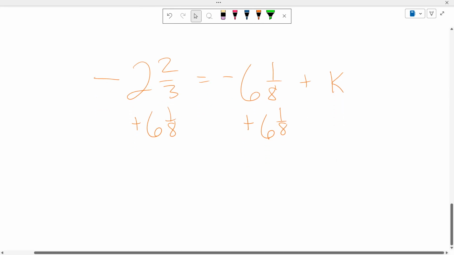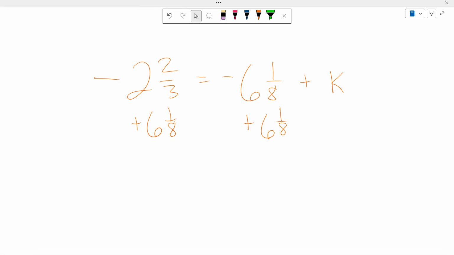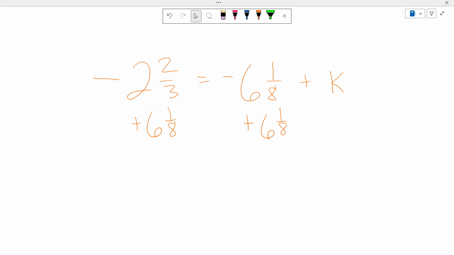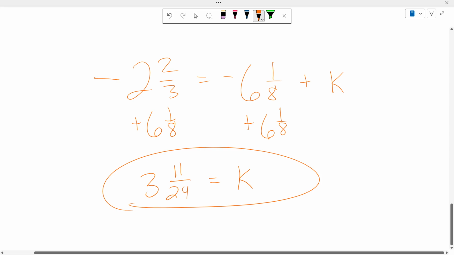So somebody with a calculator, take negative 2 2/3 plus 6 1/8 and see what you get. Negative 2 a b/c 2 a b/c 3, plus 6 a b/c 1 a b/c 8. 3 and 11/24. That's too bad.